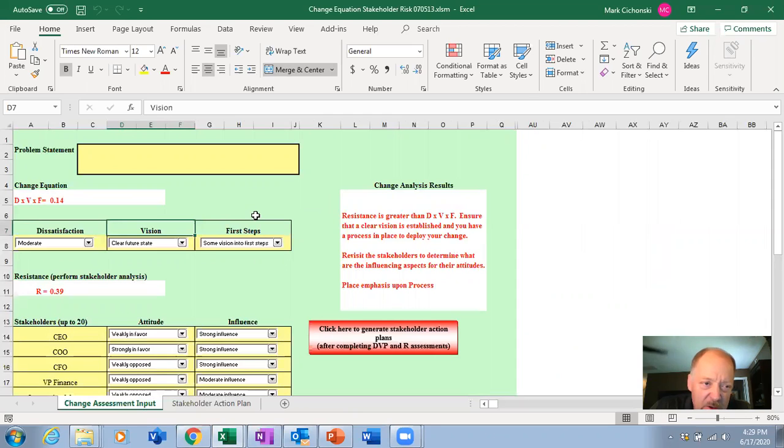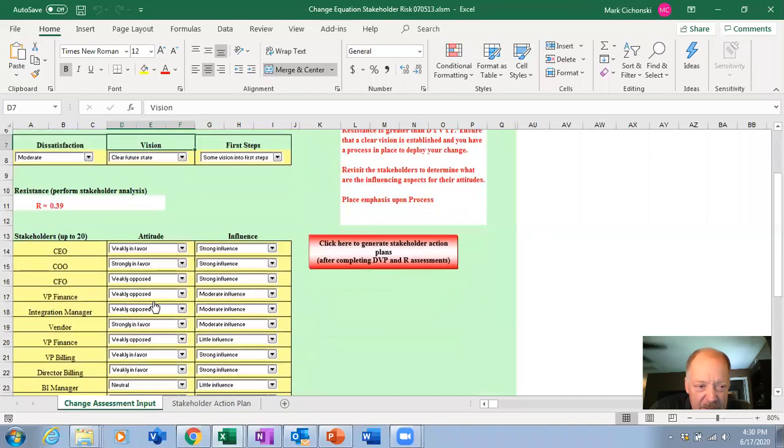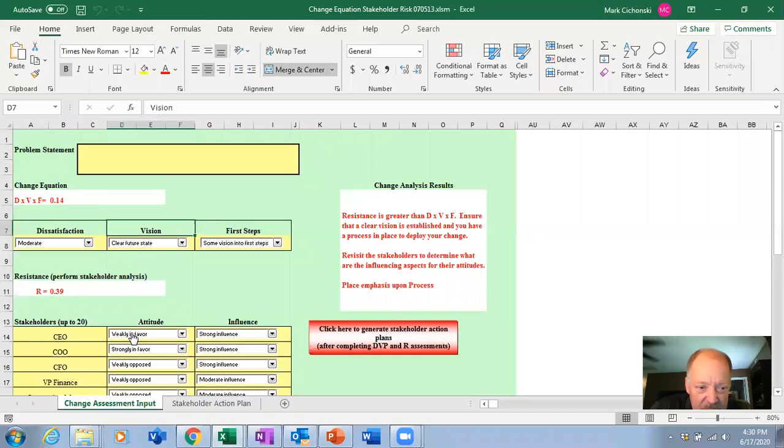And you may have heard the change equation is R equals D times V times F. And the goal here really is to say the resistance, which you measure by looking at your stakeholders and looking at their attitude and their influence, has to be less than the D times V times F. And dissatisfaction is how dissatisfied are you with the current state. So if people are happy with the way things are, it's probably going to be very difficult to change.